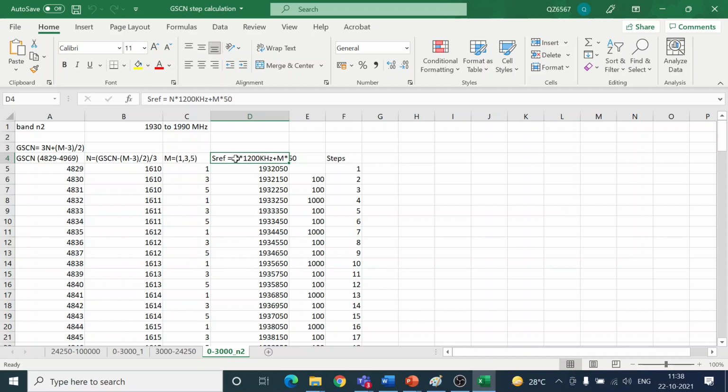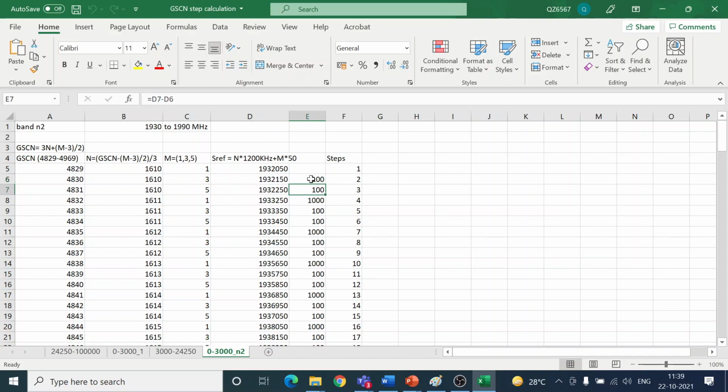Okay, so with this formula, when you calculate the reference frequency, it comes to 1932.050 megahertz, right? Then the next one you can calculate. When you go to the next one, that is GSCN number 4832. So this N is coming as 1611 with the formula, and M again I am putting 1, then 3, then 5. And when you calculate this, if you just see the step size, just subtract from this reference frequency to the upper one, it comes to 100 kilohertz.